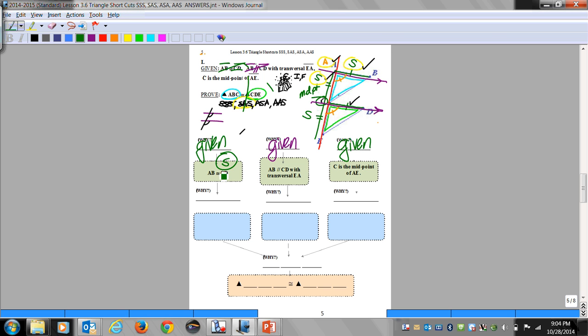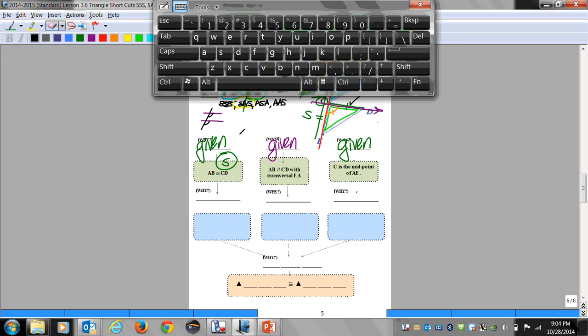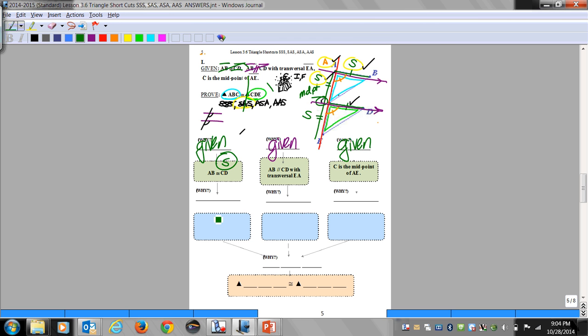Well, first off, because it's given that AB is congruent to CD, we have a pair of congruent sides. So we have AB is congruent to CD. And the reason why we know that is it is given. So we're just carrying that down, pair of sides.